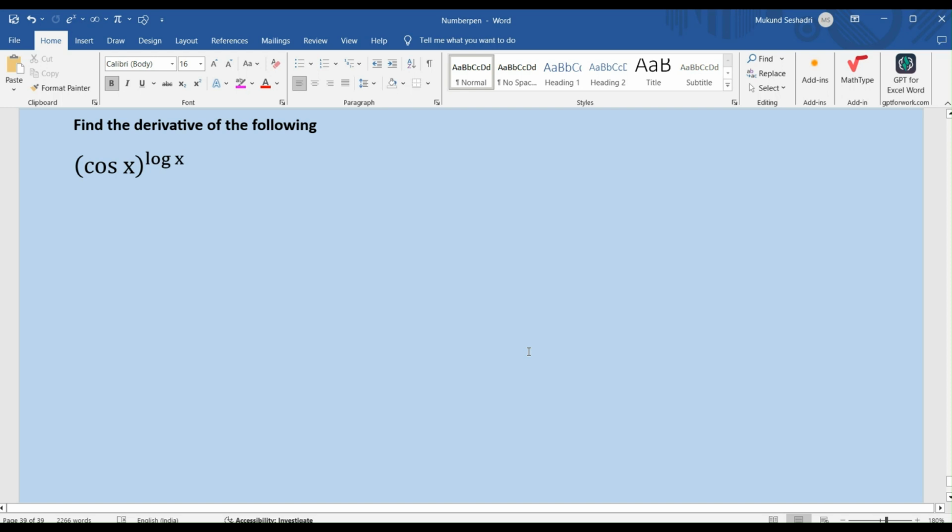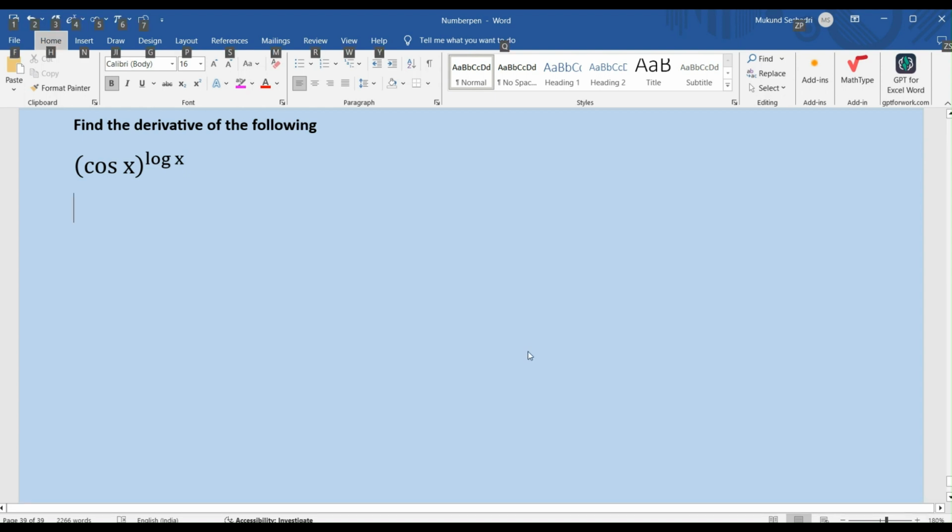So there we have the problem on the screen. Find the derivative of the following: cos x to the power log x, right? So in this particular problem, we have a function of the type f of x to the power g of x. And without much hesitation, we can apply natural logarithm on either side.